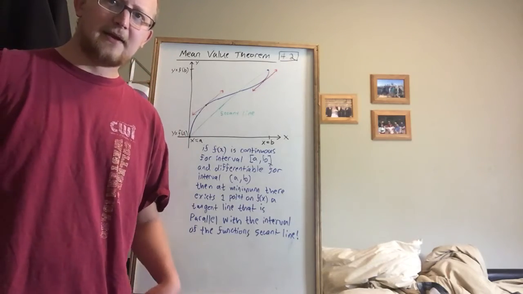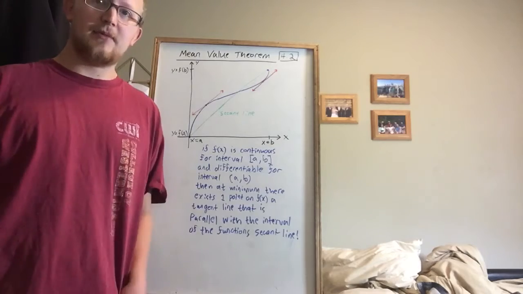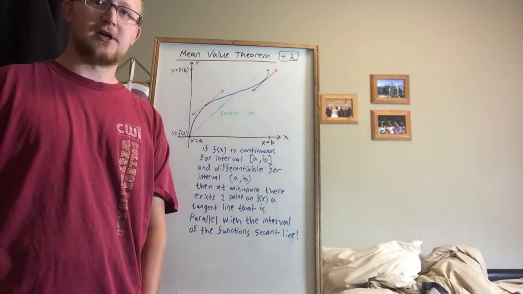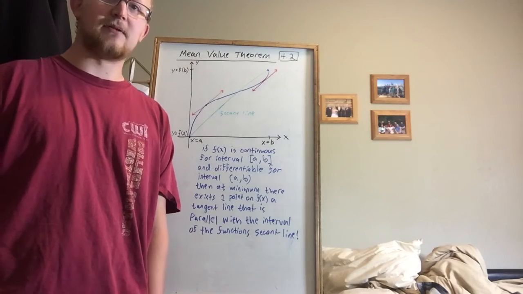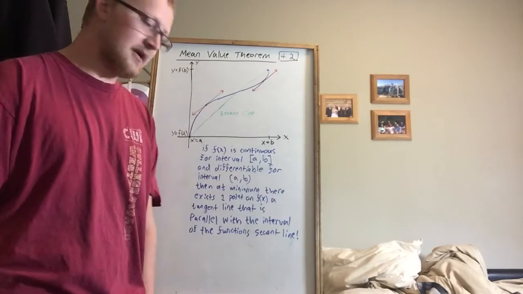Hi, welcome back. Today we're looking at 4.2, which has to do with the mean value theorem. I figured if we're going to talk about the mean value theorem, we may as well refresh on what is called the intermediate value theorem once we get done with the mean value theorem, because they are very closely related.